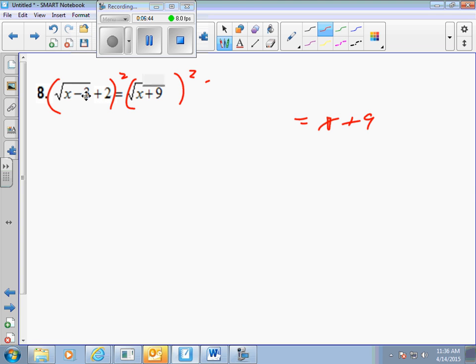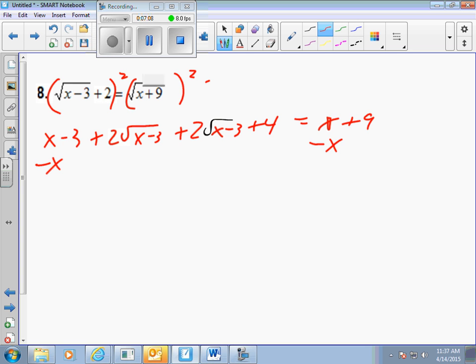On this side, when I FOIL it, first times first gives me x minus 3. Outside times outside gives me positive 2 of these roots. Inside times inside gives me positive 2 of those roots. And last times last gives me 4. We want to get the radical by itself again so we can square it again. So I'm going to minus x from both sides, add 3 to both sides, and subtract 4 from both sides.